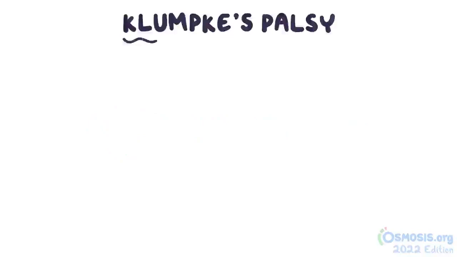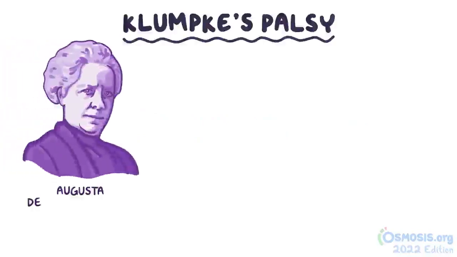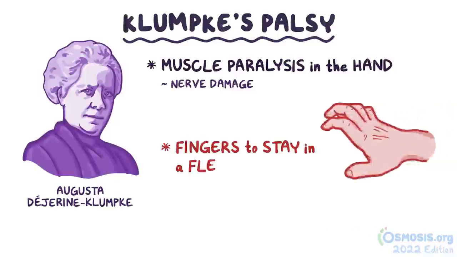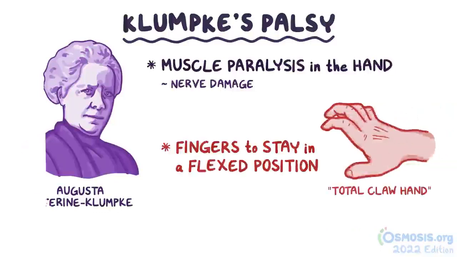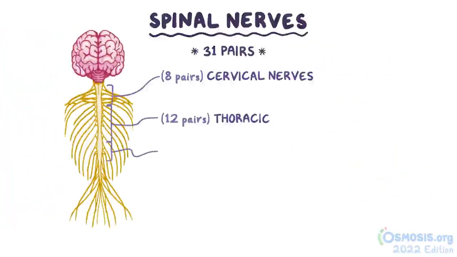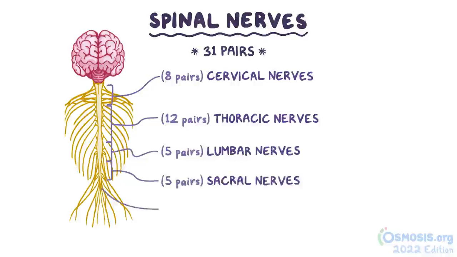Klumpke's palsy, named after the neuroanatomist Auguste Déjerine-Klumpke, who first described it, is where there's muscle paralysis in the hand, caused by nerve damage. This causes all the fingers to stay in a flexed position, so it's also called total claw hand. Now, we have 31 pairs of spinal nerves which branch off the spinal cord. These are grouped into 8 pairs of cervical nerves, 12 pairs of thoracic nerves, 5 pairs of lumbar nerves, 5 pairs of sacral nerves, and 1 pair of coccygeal nerves.